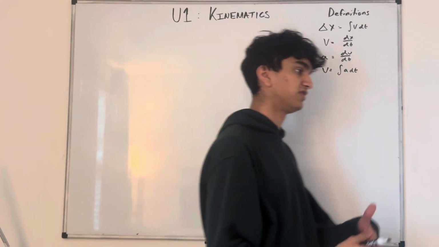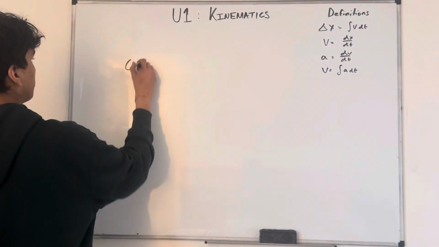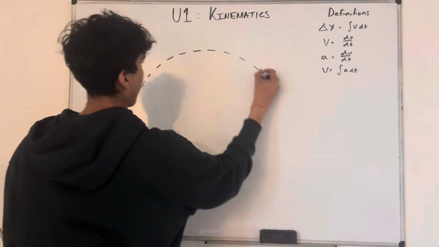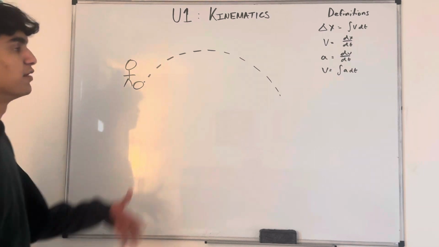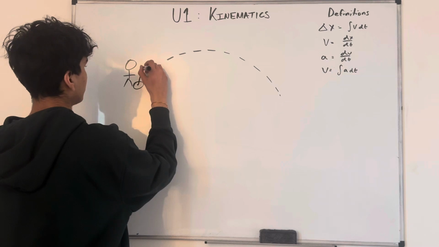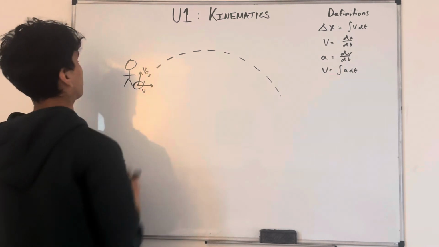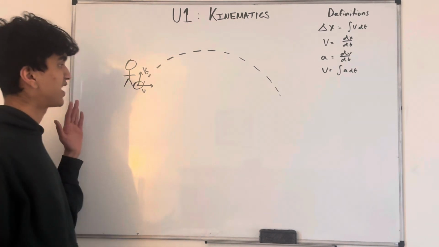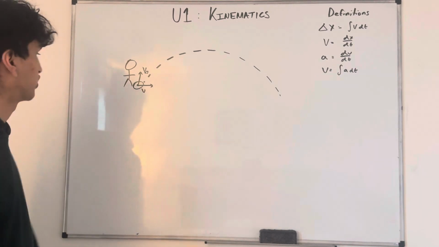2D motion is stuff like projectiles, right? If I kick a soccer ball, what I know is that it's going to move in two ways. The initial velocity is going to have a component that's upwards, and it's going to have another component that's in the horizontal direction, right?